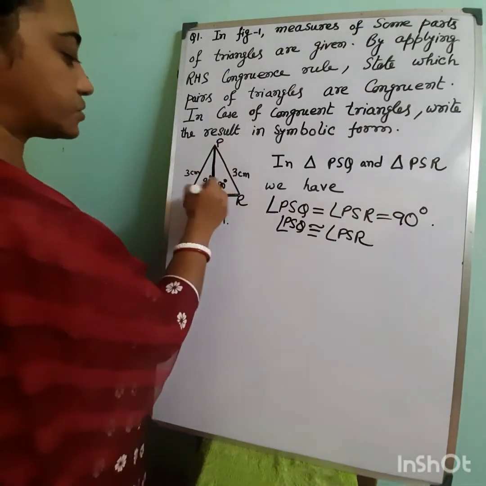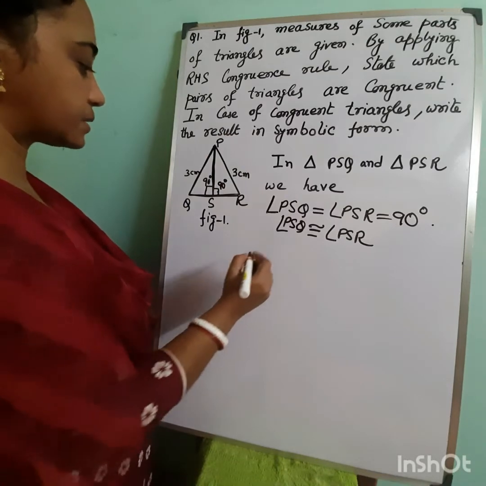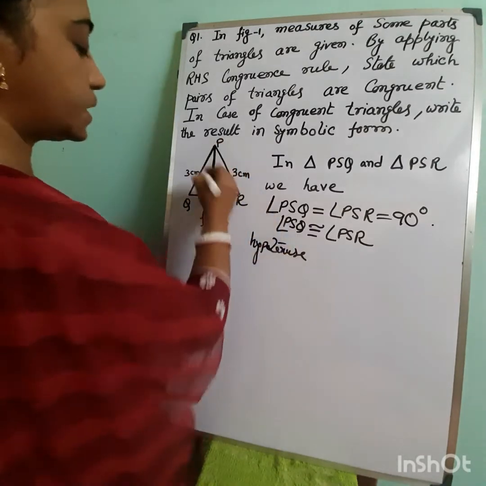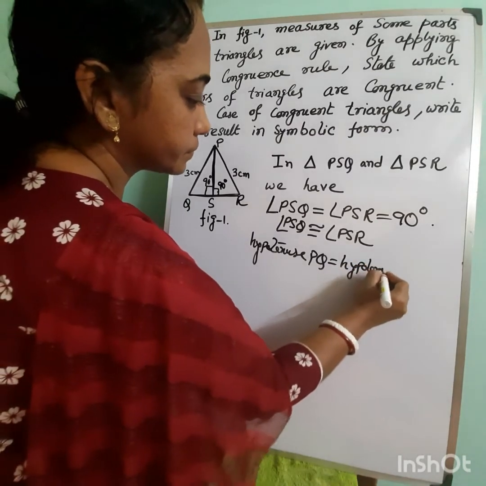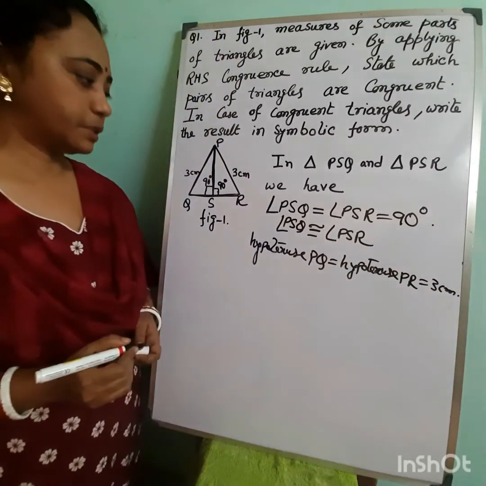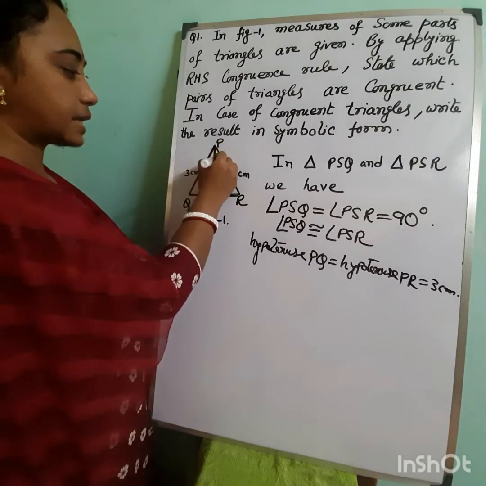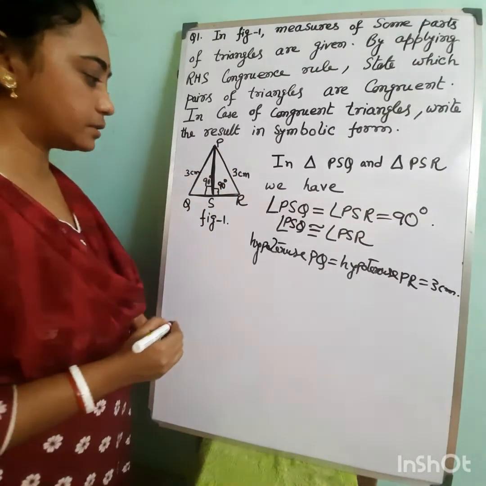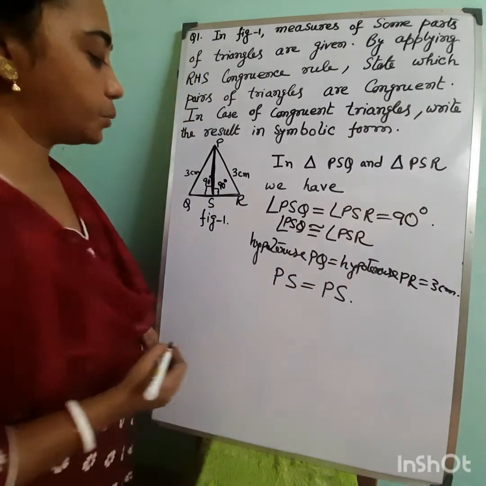Also, we can see that in the right triangle, the hypotenuse is given here as 3 cm, and in this triangle also 3 cm. That means hypotenuse PQ is equal to hypotenuse PR, which is given here as 3 cm. Both are of the same measurement, so these two parts are congruent. And one of the sides, side PS, is common to both the triangles. So we can write side PS is equal to side PS in both the triangles.